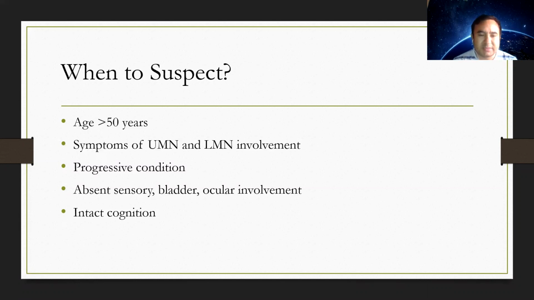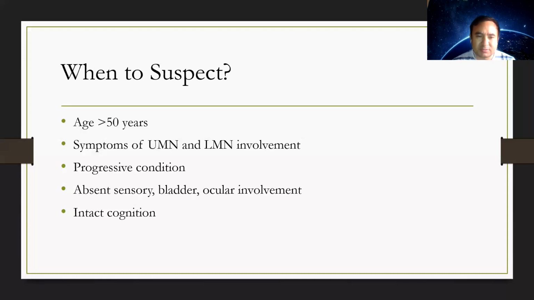Symptomatically, the patient with motor neuron disease will have features of both upper motor neuron involvement as well as lower motor neuron involvement. In case of upper motor neuron involvement, they can have spasticity, and in case of lower motor neuron involvement, they can have atrophy, fasciculations, like that. So if someone has both the symptoms of the UMN and the LMN, then definitely MND is one possibility.